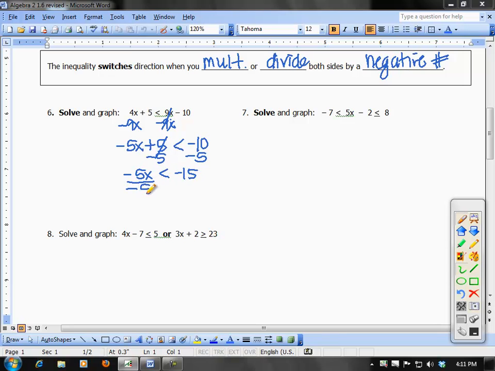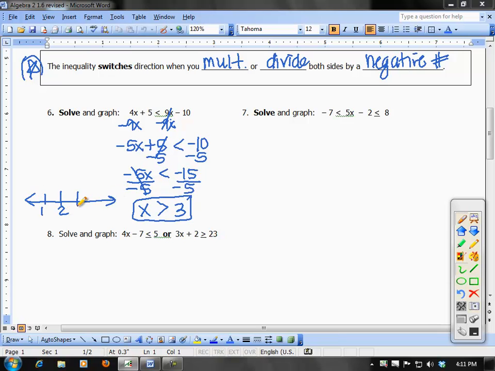When I divide by -5, did you hear my phrase? When I divide by -5, ding, ding, ding, a bell should go off in your head. I'm going to flip my sign. So now instead of x is less than, x is greater than +3. Now the way to check this is to pick a number greater than 3. If you plug it in your inequality and you get a true statement, then your answer is correct.